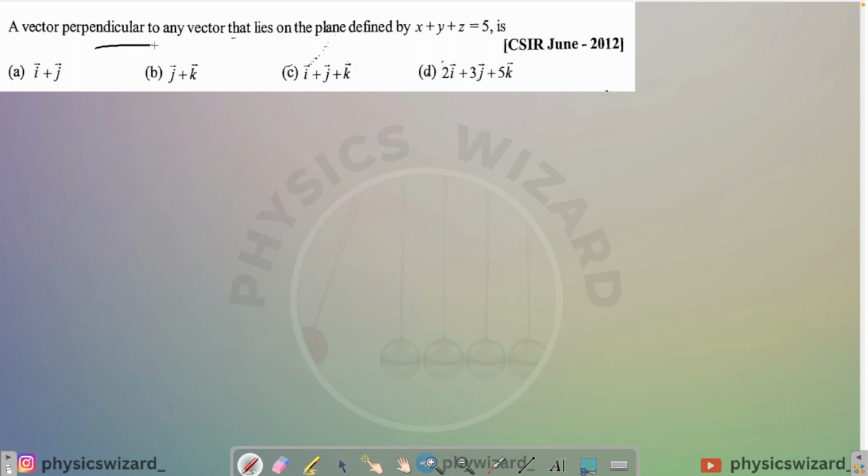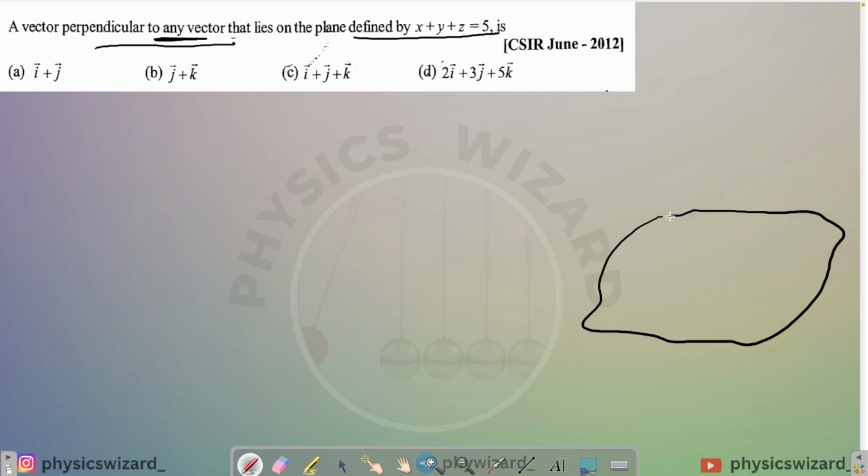A vector perpendicular to any vector lying in the plane defined by... Actually a plane is given to us. Suppose this is a plane and its equation is x plus y plus z equals 5, and we have to find a vector which is perpendicular to any vector lying in this plane. Suppose these are the vectors. Suppose this is a vector perpendicular to this plane and perpendicular to all the vectors lying in this plane. Now in this question no point is given to us where we have to find this vector. We have to find a general vector which is perpendicular to all these points.